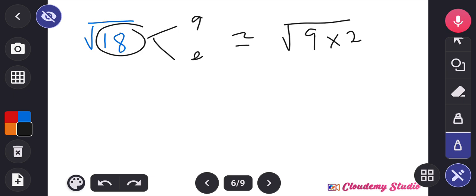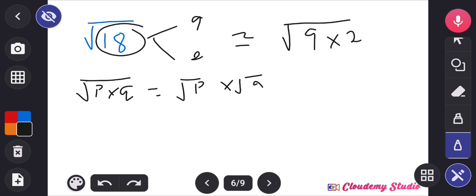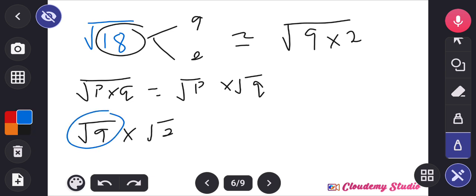Now, remember I told you that root of p multiplied by q is the same thing as root p multiplied by root q, right? Therefore, I can say this is the same thing as root 9 multiplied by root 2, right? So press your calculator. What is root 9? Root 9 equals 3, which means it's the same thing as 3 multiplied by root 2, which is 3 root 2. As simple as that. Can you see how simple it is? So very, very simple. So let us proceed.